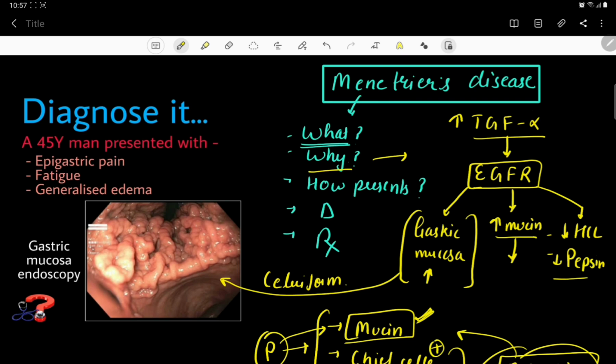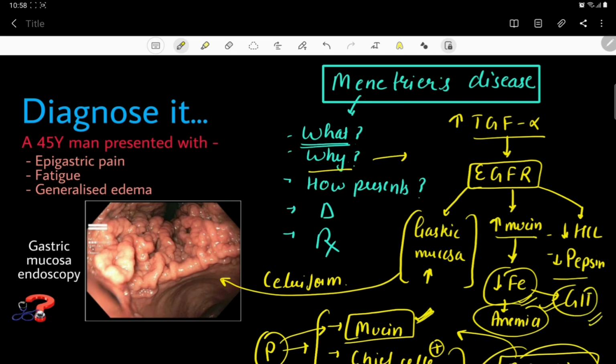Due to this increased mucin production, there are various theories. One is that the excess mucus leads to malabsorption due to the decreased transit time of the food in the stomach, and this also leads to a decrease in iron absorption. When iron absorption is decreased, it leads to anemia, which is very commonly seen in this disease. Decreased iron absorption also leads to disturbed mucosal functioning of the whole GIT, and the whole GIT now cannot absorb the amount of protein that it should normally absorb. So that is why there is a decrease in albumin in the body.